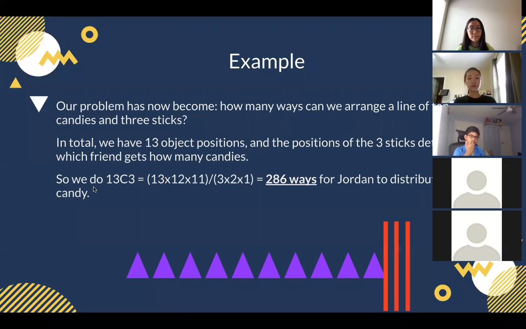I think you divide by 3 times 2 times 1 because when you divide up the candy, some groups, like 6 groups, will be the same, right? And that's why it's choose 3. So you need to divide by 3 times 2 times 1 since you're overcounting. I don't get why there's 13 positions because the 3 sticks count as positions as well. Right, because the 3 sticks divide up the 10 candies into 4 groups. So they're like placeholders. And so it's 10 plus 3, choose 3.